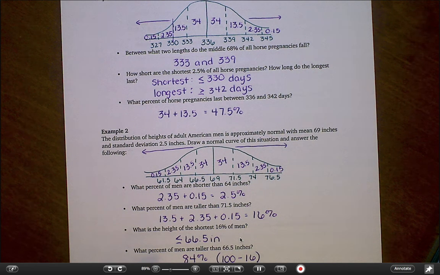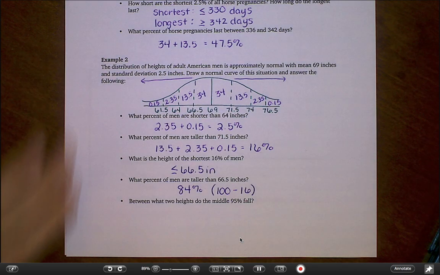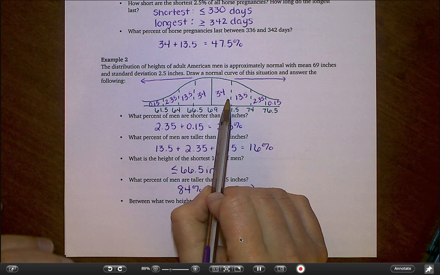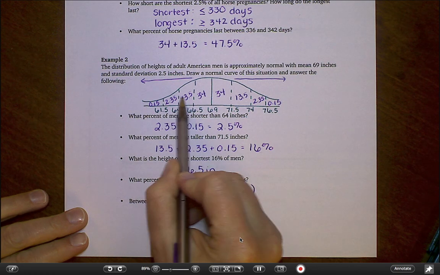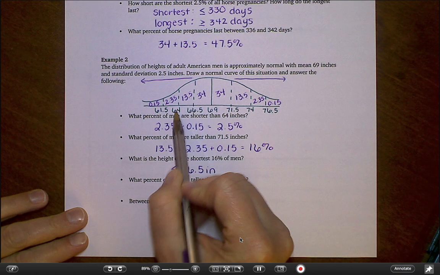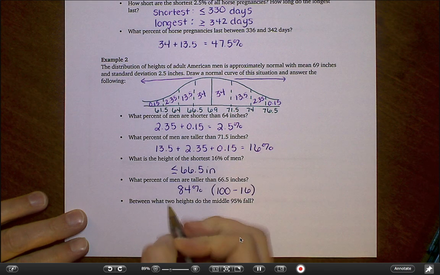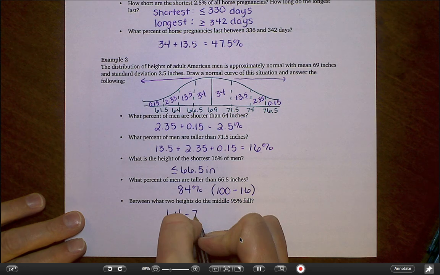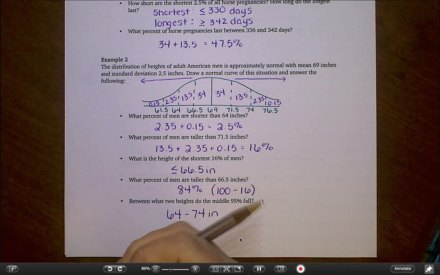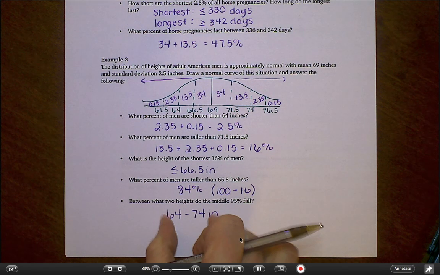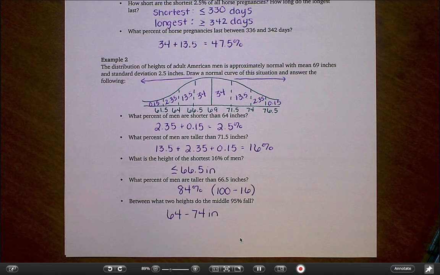And between what two heights do the middle 95% fall? That comes straight from our empirical rule. Empirical rule says up to 2 standard deviations is 95% of your data. So my middle 95% would be from the 64 over to the 74. So if your height is between 64 inches and 74 inches, you are just about as average as they come. Okay, 95% of men fall between those two heights. There's a very small percentage that are taller and a very small percentage that are shorter than that.